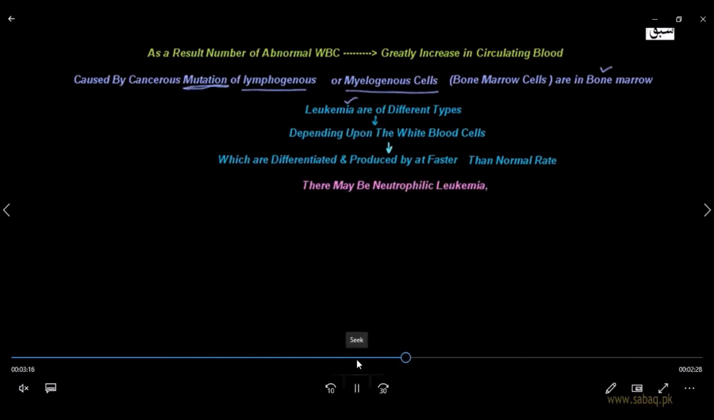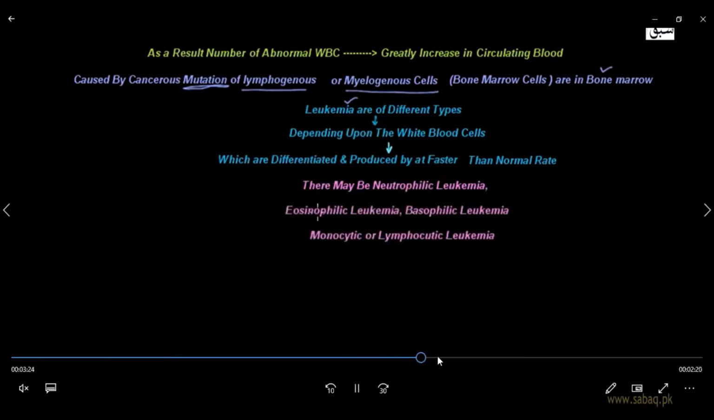If it is because of some other kind of cell, for example basophil, it could be basophilic leukemia, or eosinophilic leukemia, or monocytic or lymphocytic leukemia, if the abnormal cells are monocytes or lymphocytes. So these are the different kinds of leukemia based on the types of cells.